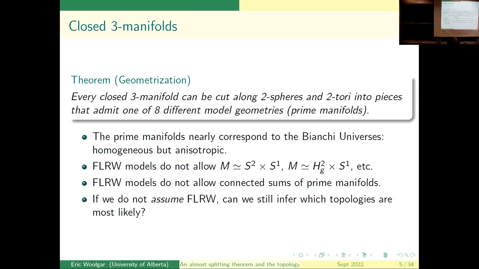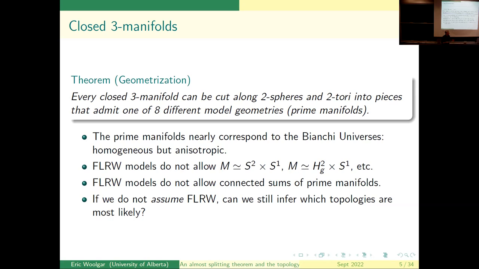A little bit of the background: what is known about closed three-manifolds. They are built out of eight so-called primes. And if we happen to have some cosmologists in the audience, I'm kind of hoping on the one hand we do and on the other hand we don't, because they're going to make so many errors, but you'll be able to correct me if you are.